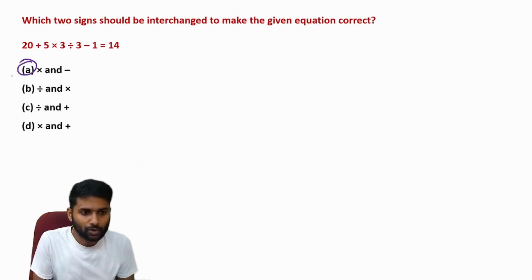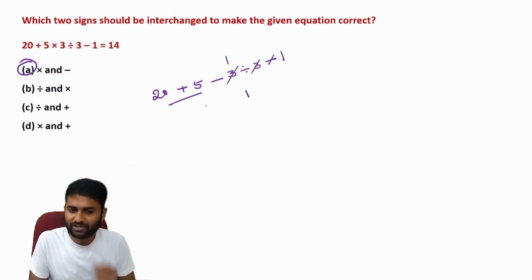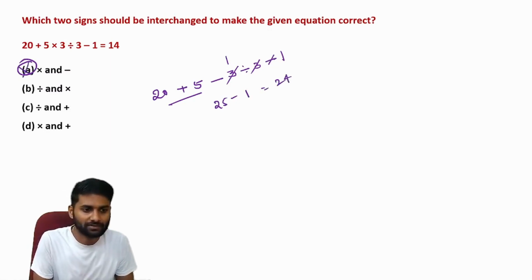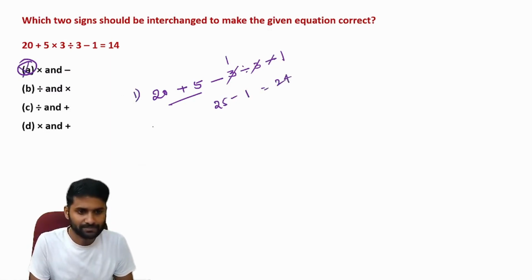Now see, just go through option A. 20 plus 5 multiplication. Instead of multiplication, take subtraction. Instead of minus, take multiplication 1. So 3 divided by 1. So you will get 1 into 1 is 1. 20 plus 5 is 25. Minus 1 is equal to 24. So that is not at all equal. So A is not a correct answer.